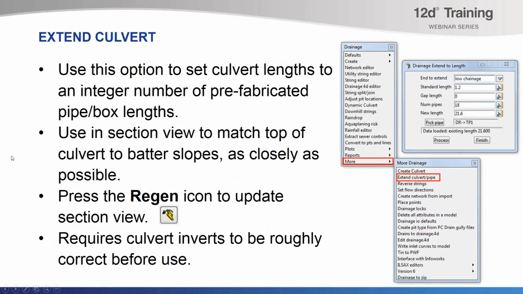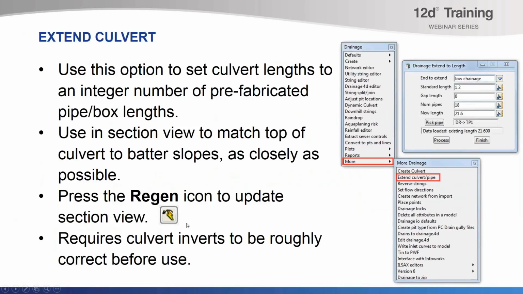So the next step is to extend this culvert to be an integer number of prefabricated pipe or box lengths, in this case pipe lengths, because they're normally manufactured in certain particular lengths, and we use an integer number to avoid having to cut them if we can. Certainly for box culverts it's probably more important. We use it in section view to match the top of the culvert to the batter slopes as closely as possible. Obviously you can't get it super accurate, but you can get a fair way along.